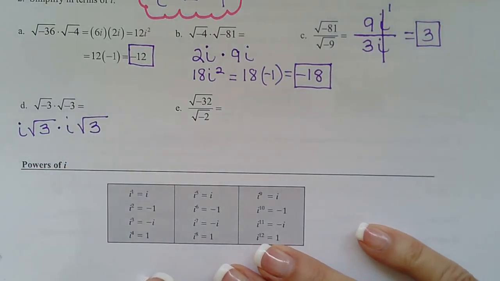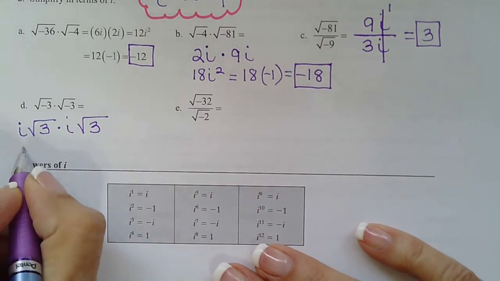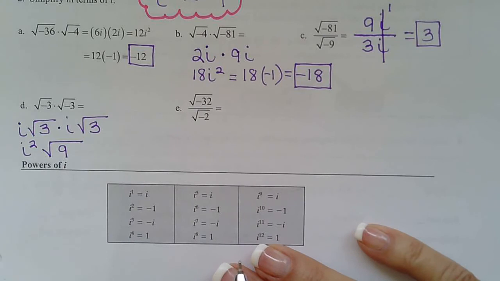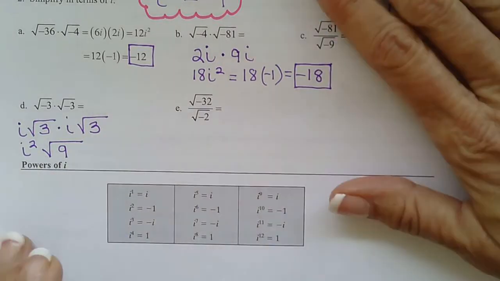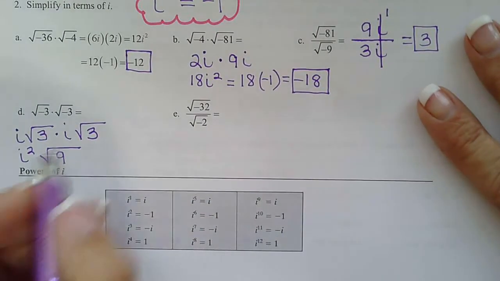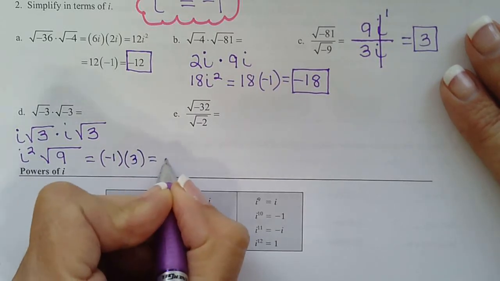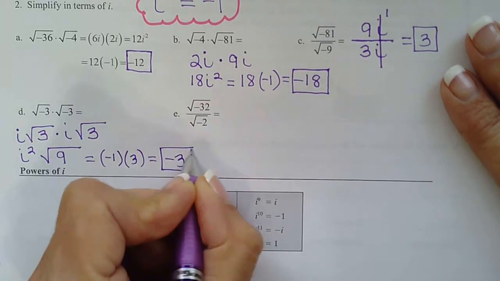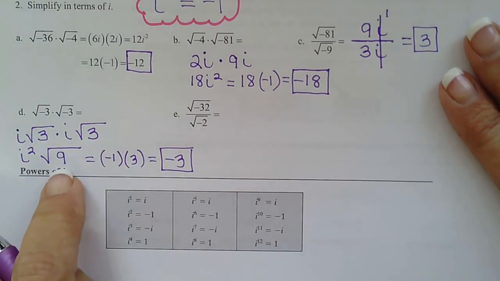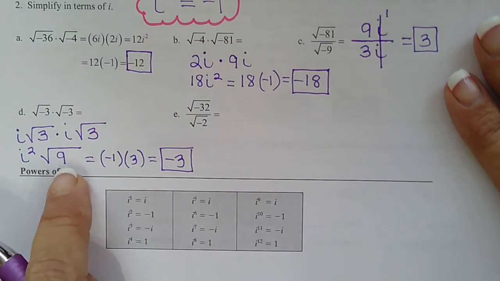Now that we've taken the i's out, now we're allowed to multiply. So i times i is i squared. Radical 3 times radical 3 is radical 9. Both of those can be simplified. i squared, we're going to turn into negative 1. Square root 9 is just 3. So this problem turns into negative 1 times 3, which is negative 3. So multiply the outer numbers, adding the exponents, multiply the numbers under the radical, and then simplify each. So negative 1 times 3.